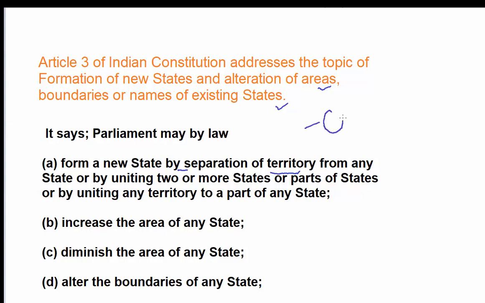It can form a new state by separating an already existing state into two new units or by joining areas of two states creating a new unit, or by uniting any territory to part of any state. It can increase the area of any state, diminish the area of any state and alter the boundaries of any state. So Parliament has the power to create a new state, increase the area of a state, diminish the area of a state and alter the boundaries of a state.